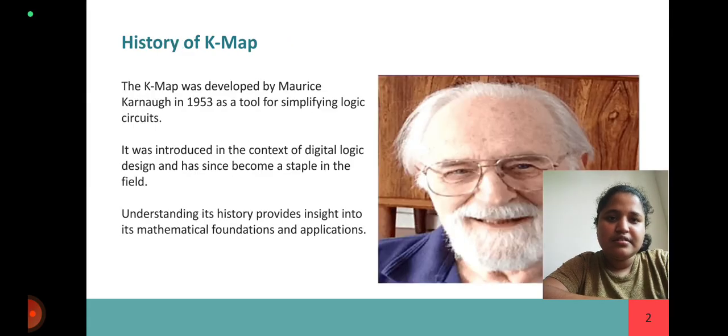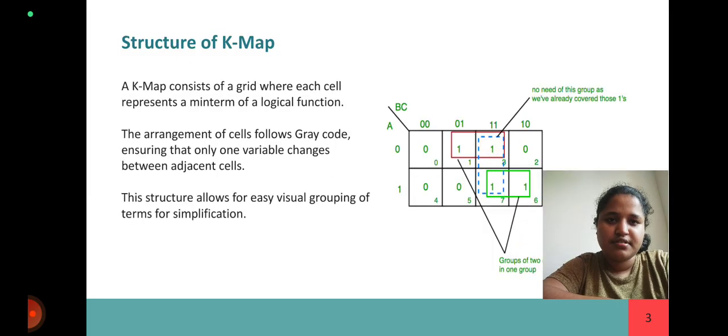Let me look at the history of the K-map. The K-map was developed by Maurice Karnaugh in 1953 as a tool for simplifying logical circuits. It was introduced in the context of digital logic design. It has become a staple in the field. Understanding its history provides insight into the mathematical foundations and its applications.